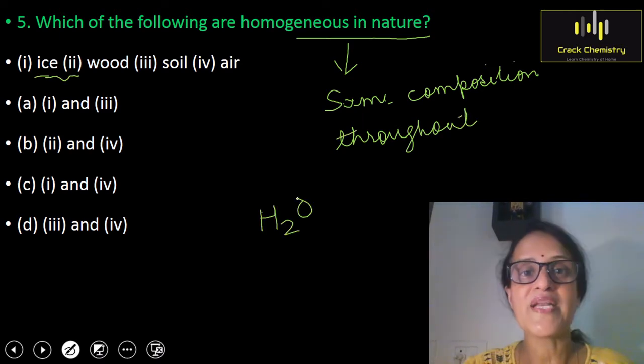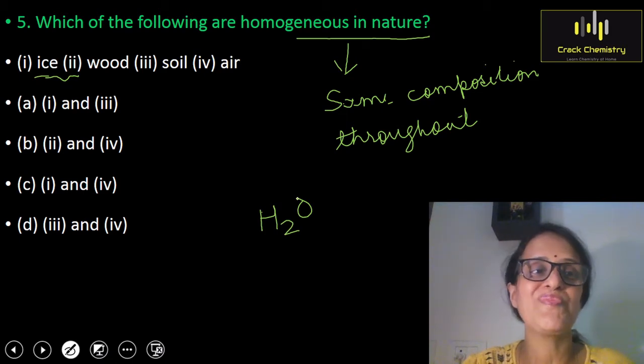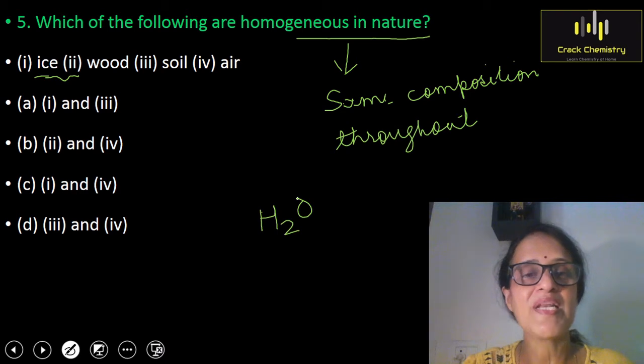First option is ice. Let's see what is the composition of ice. Ice is made up of H2O molecules. So ice has similar composition throughout. So ice is homogeneous. Second option is wood.